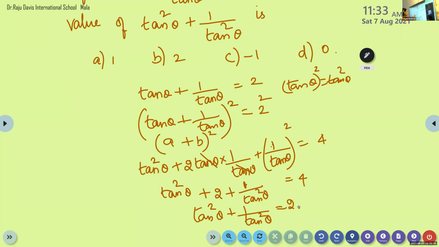The same thing will be asked with sin theta plus 1 by sin theta, cos theta plus 1 by cos theta. The ratio will change. If it is asked to find the square, you square on both the sides and use the identity a plus b the whole square is a square plus 2ab plus b square. Instead of plus, they may give it with minus also. That is also accepted. In that case also you can do like this.